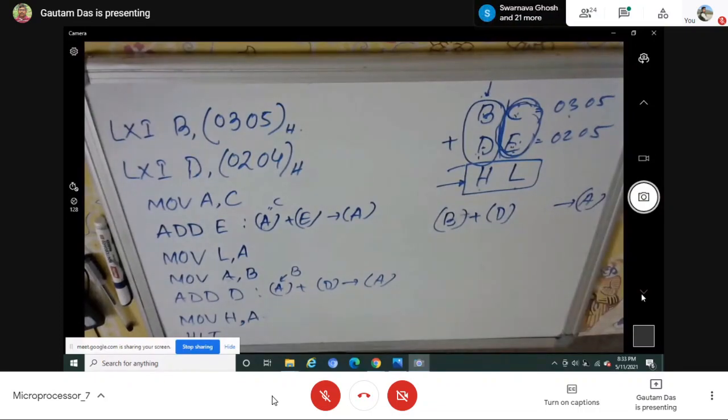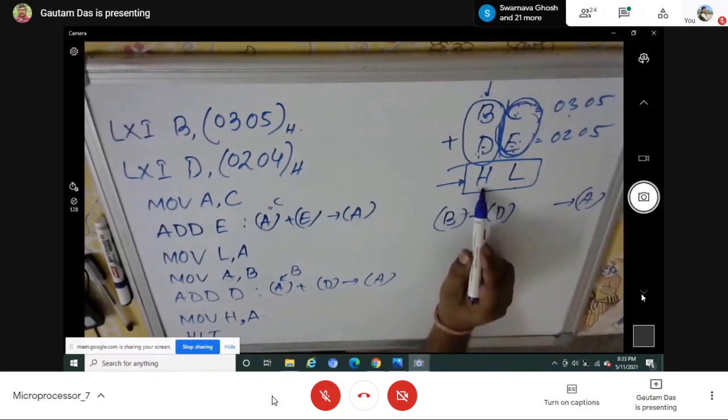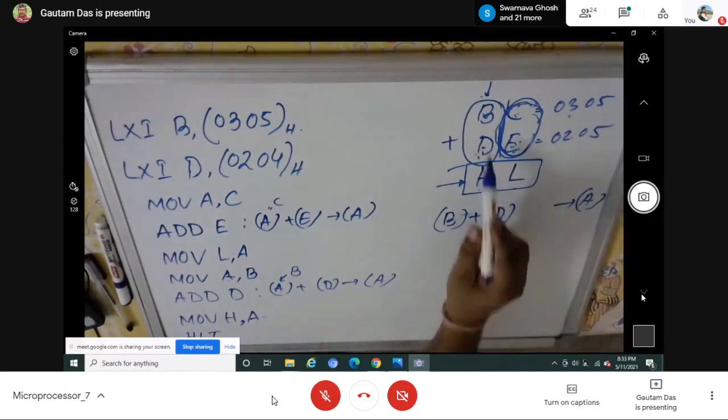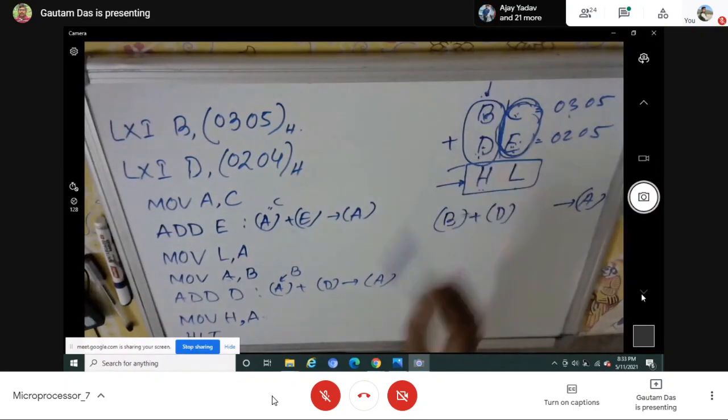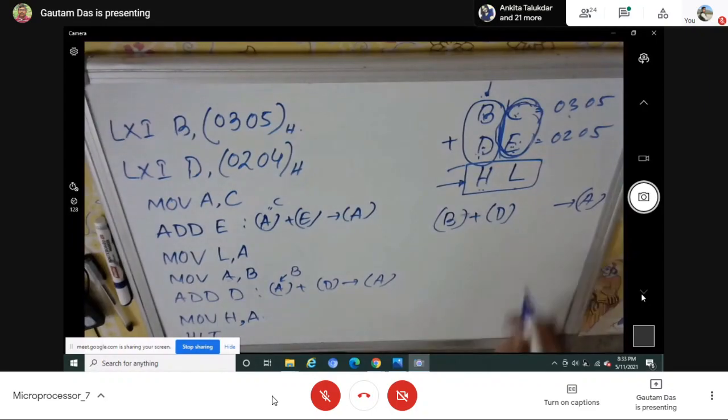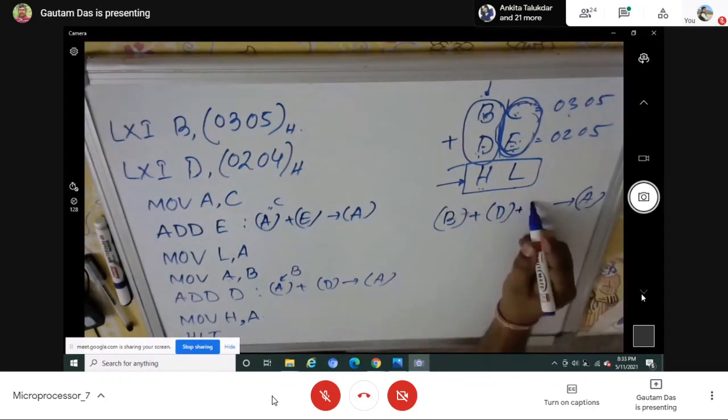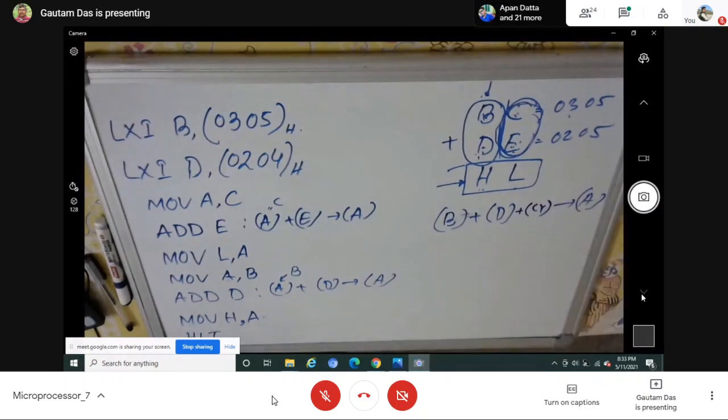But you want to get a correct 16-bit addition result, B plus D, and that carry flag information must also be added. Then we can get the proper addition result. That means this carry information must also be added whenever we add the higher order, then we can get a proper addition result.